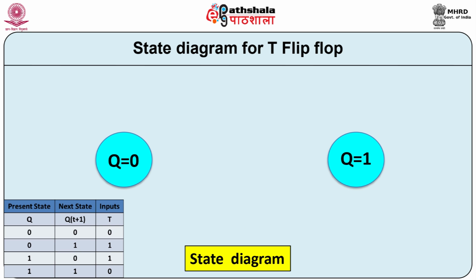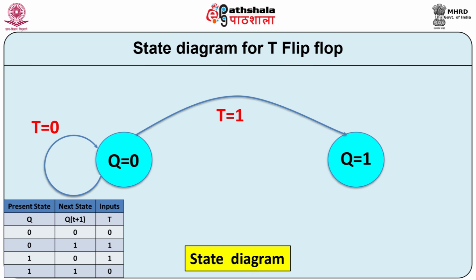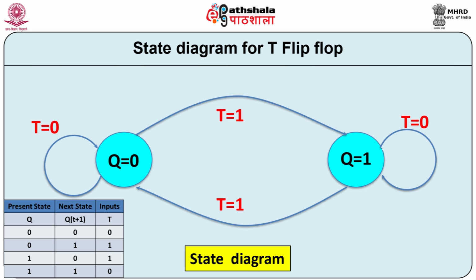Let us now prepare the state diagram for T flip flop. There are 2 states, reset and set states. If T flip flop is in reset state, that is Q is equal to 0 and T input is 0, then flip flop remains in the same state. But if T input is 1, flip flop makes 0 to 1 state transition. When flip flop is in set state, that is Q is equal to 1 and T input is 0, then flip flop remains in the same state, that is self transition. But if T is equal to 1, then flip flop makes 1 to 0 state transition.